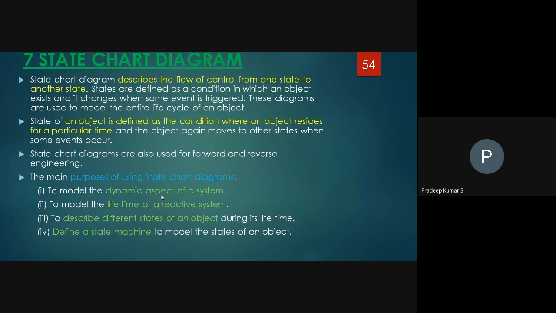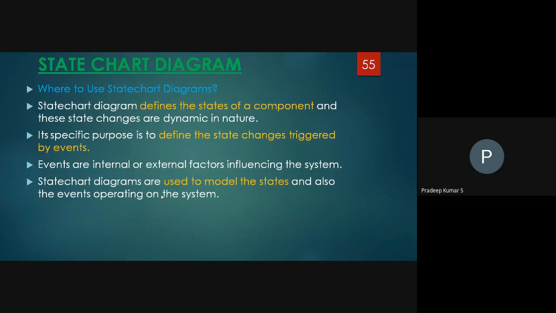That means the lifetime of the reactive system. To describe the different states of the object during its lifetime, here the 4 hours are there, and each and every state is to be differed by the object. So that is the static mission to model the state of an object. Now, where do we use the state chart diagram?